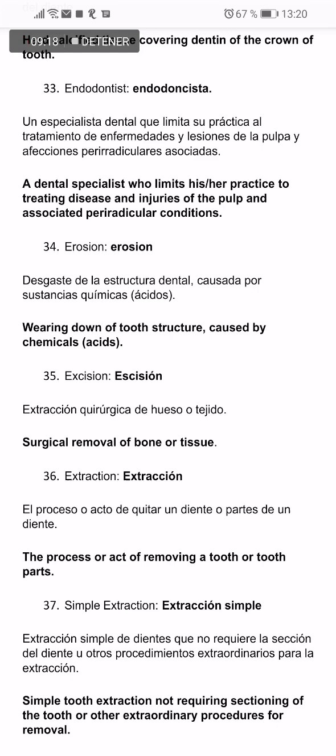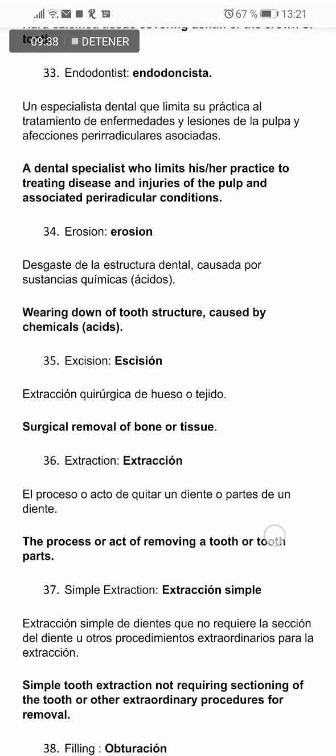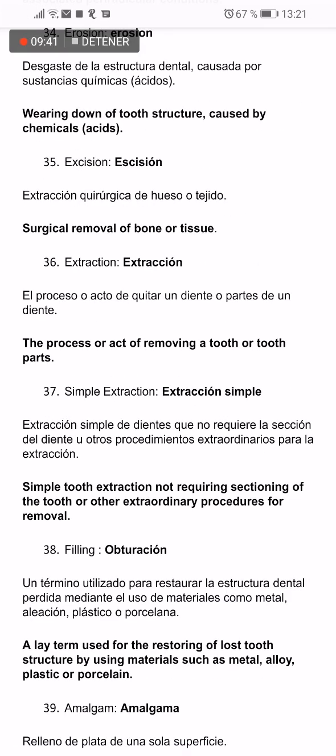Erosion: wearing down of tooth structure caused by chemicals. In parentheses you see acids. Excision: surgical removal of bone or tissue. Extraction: the process or act of removing a tooth or tooth parts.